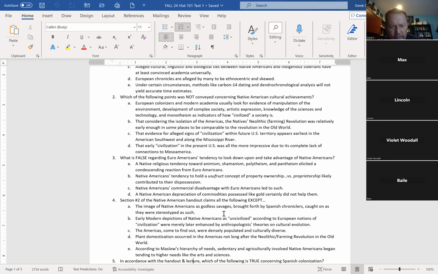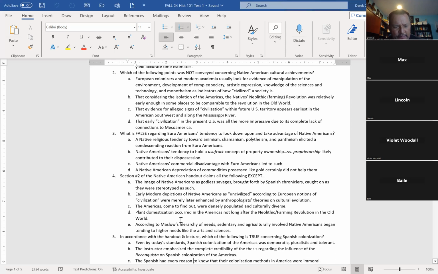Section 2 of the Native American handout claims all the following except: the image of Native Americans as godless savages brought forth by Spanish chroniclers caught on as they were stereotyped as such. No. You know, you had Sepulveda, you had Castillo, but they were not representative of the majority of chroniclers and writers and politicians for that matter. Remember, according to number 2, I contend that Columbus's very condescending view of them being uncivilized but childlike and naive was the one that planted itself more permanently in the European mind. So the others make sense.